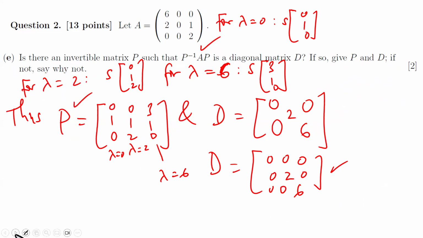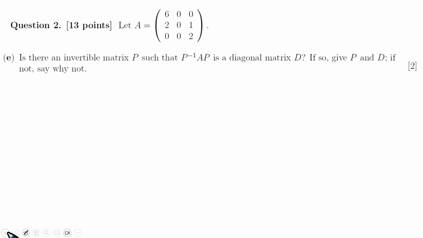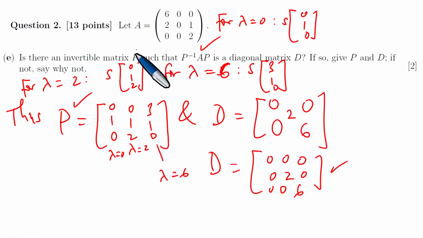Okay, good. So there is. Why? Sometimes it's not there. Sometimes there's no matrix P. How do we know if there's no matrix P in a question?